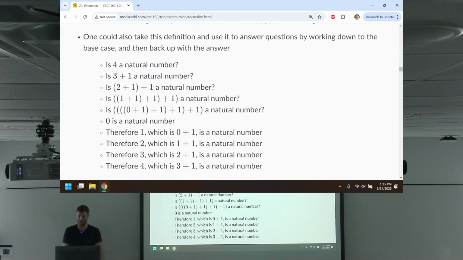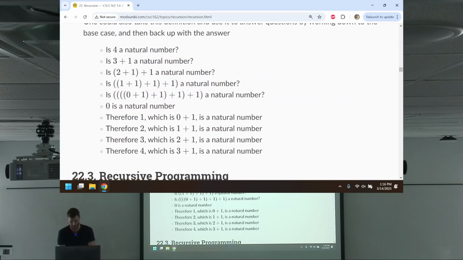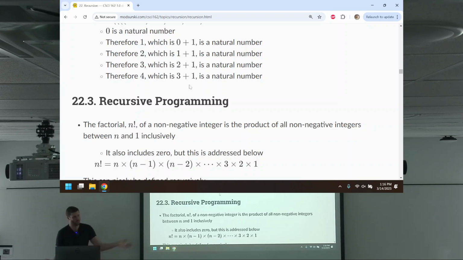All right, so is 4 a natural number? Well, is 3 plus 1? Is 2 plus 1 plus 1? Is 1 plus 1 plus 1 plus 1? Is 0 plus 1 plus 1 plus 1 plus 1? Yes. Which means 0 plus 1 is, which means 1 plus 1 is, which means 2 plus 1 is, which means 3 plus 1 is, therefore 4 is. Cool.